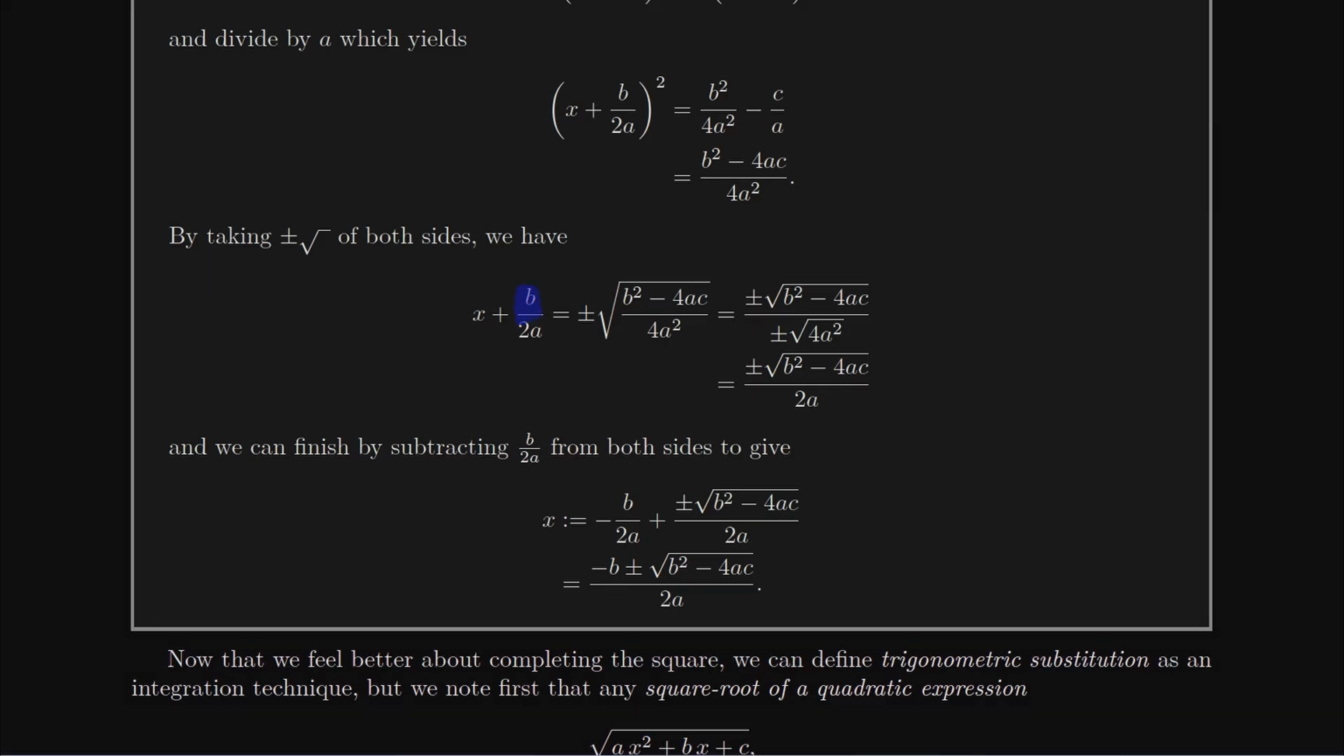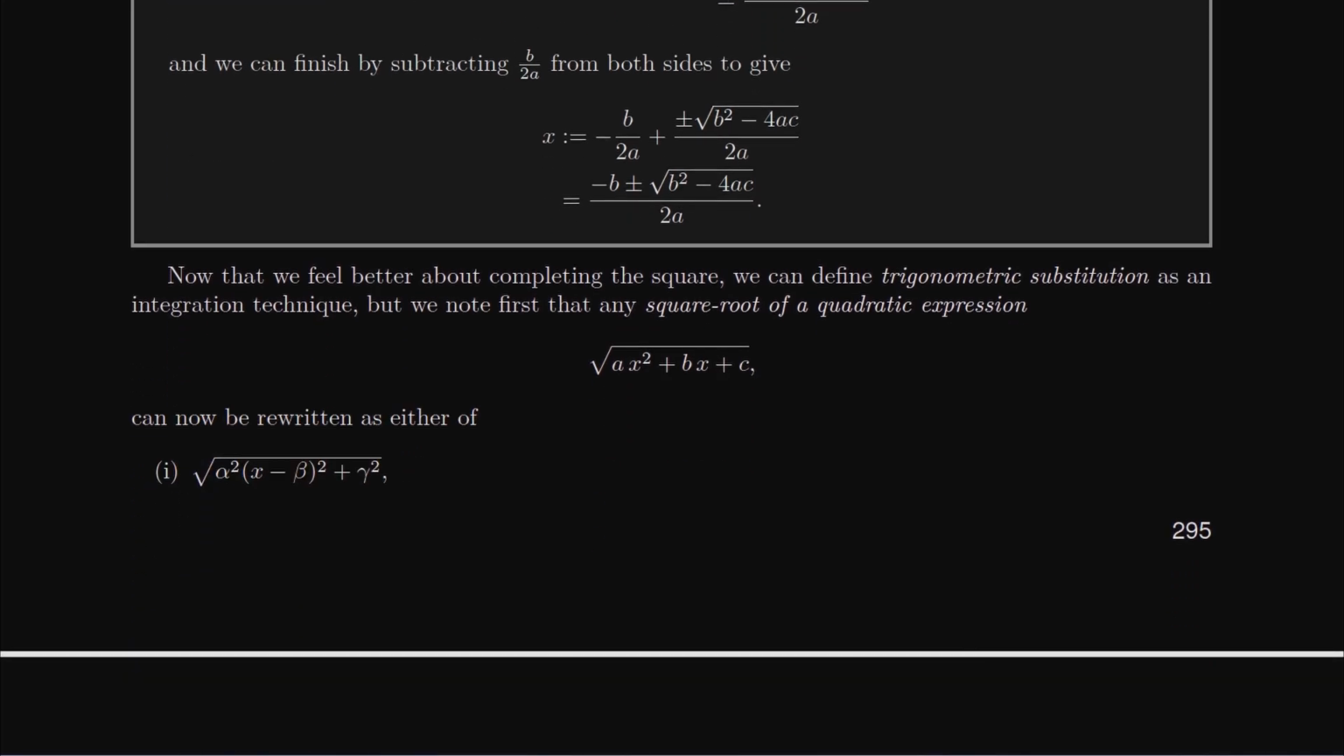What's left on the left-hand side, b over 2a, let's subtract b over 2a from both sides. We get negative b over 2a plus or minus the square root of b squared minus 4ac over 2a. And because my denominators are the same, I can get away with combining them. x is negative b plus or minus the square root of b squared minus 4ac all over 2a. So this is actually how we derive the quadratic formula. We do always complete the square to get there.